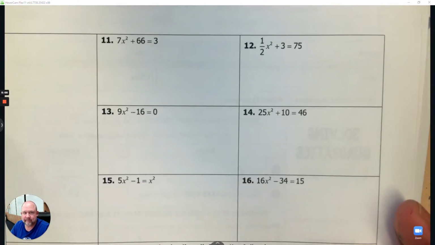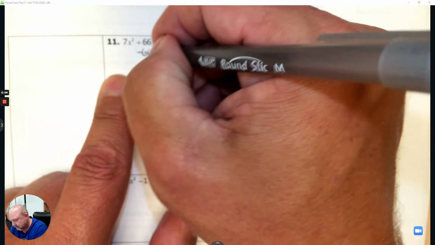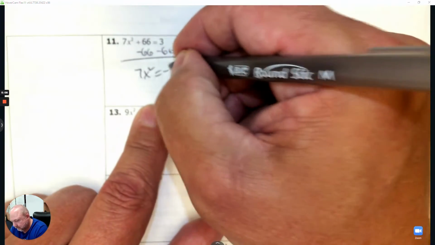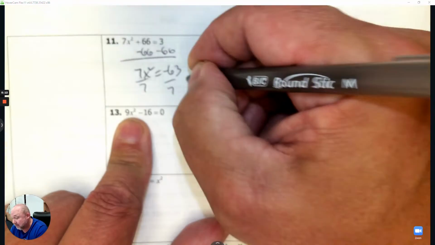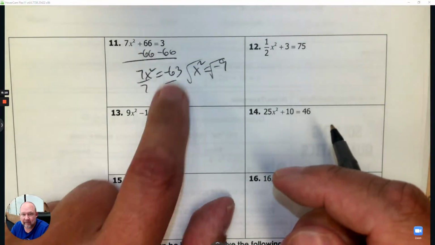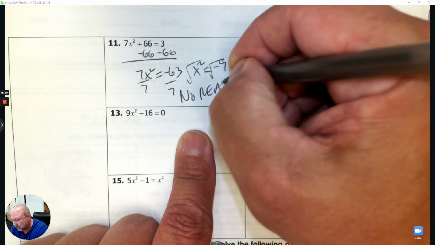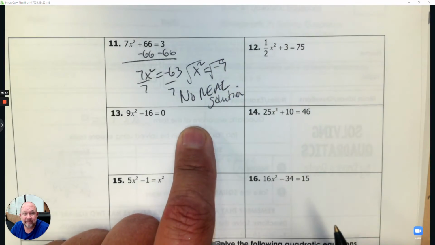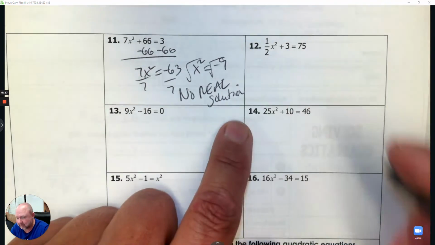Number 11. So we're going to subtract 66, and then I'm going to divide by 7. But what's going to happen here is you're going to end up with a negative number. In the square root of the negative number, there is no real solution or no real answer. Either word works, but there's nothing there because it's the square root of a negative number. Here, subtract 3.